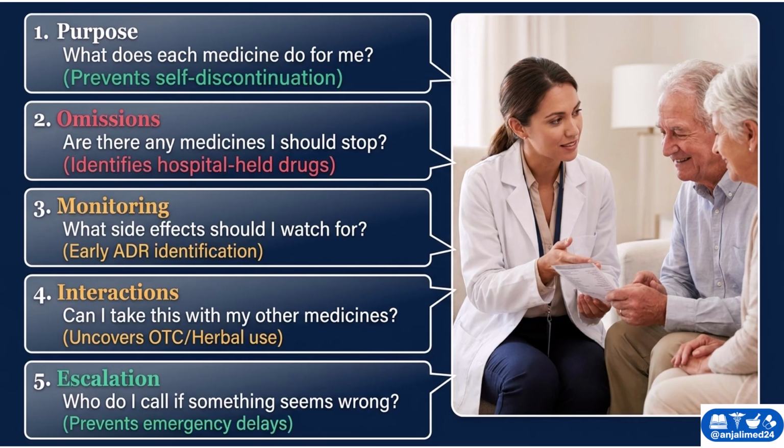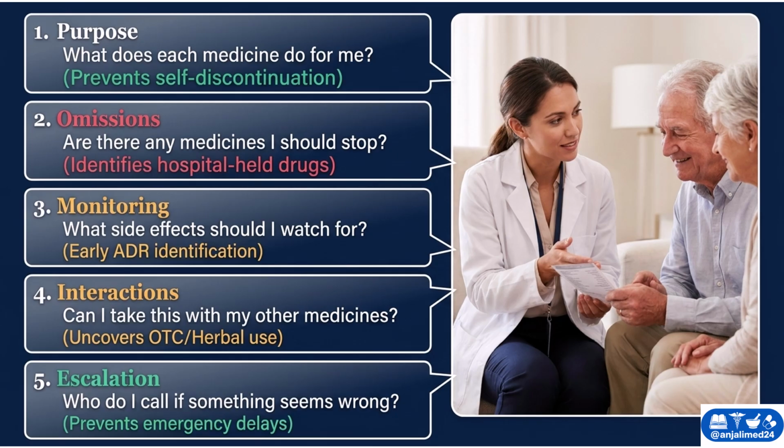First, purpose. Patients should clearly understand what each medicine does for them. When patients know why a medication is prescribed, they are less likely to stop taking it on their own. For example, a patient may discontinue antihypertensive medication simply because they feel fine, without realizing that the drug is preventing silent complications like stroke or heart failure. Explaining the purpose of the therapy significantly improves long term adherence.